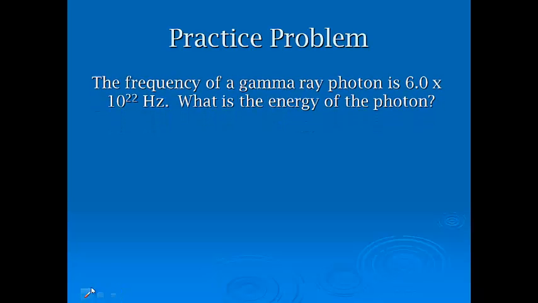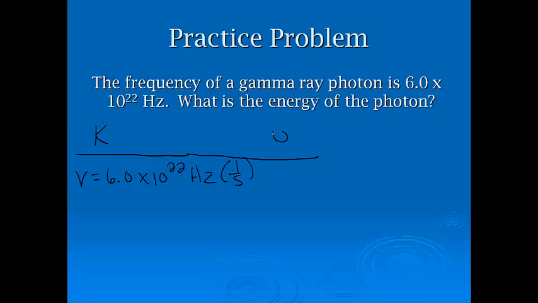Okay, so let's do some practice problem stuff here. What are they telling me? Well, they're telling me that the frequency of a gamma ray is 6.0 times 10 to the 22nd hertz. And I'm going to put 1 over s just as a reminder that that's what hertz are equal to. The unknown here is E for energy. So we are going to use the E equals hv equation.